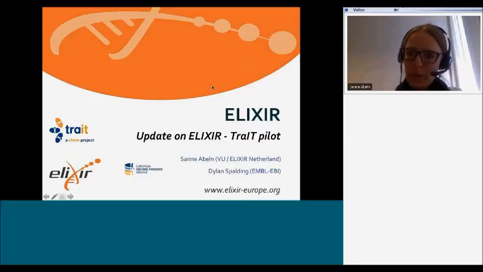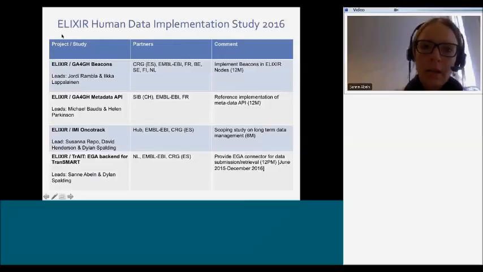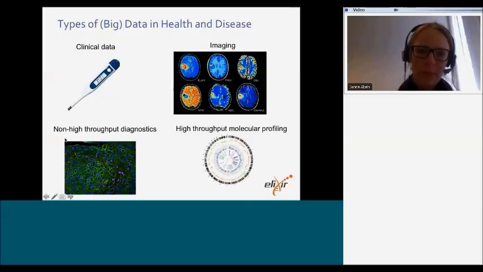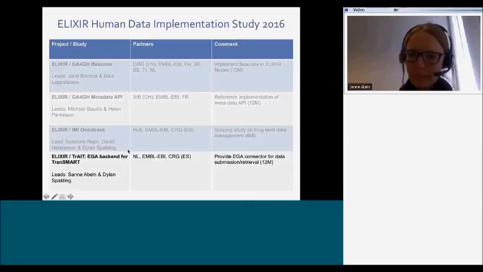So if we first consider the context of this pilot, there are ELIXIR human data implementation studies, and there's 4 of those. So it's on the human data aspect, and actually we're one of the 4. So you see here the bottom one. That's the one we're currently going to be talking on.